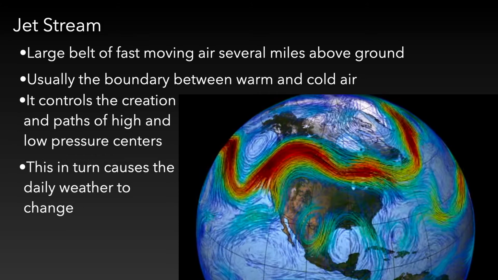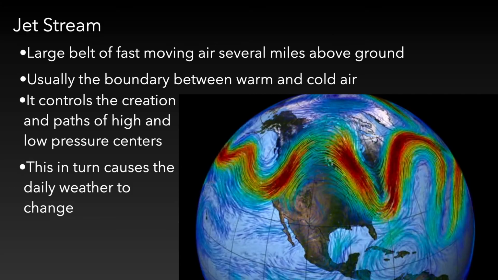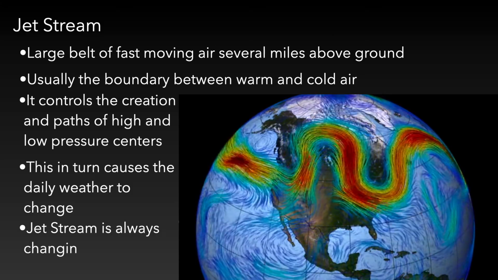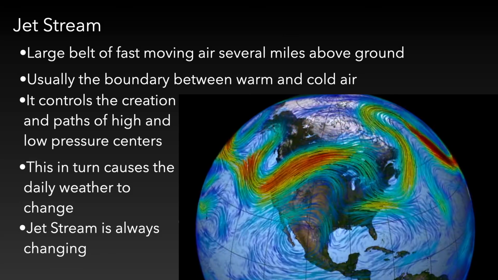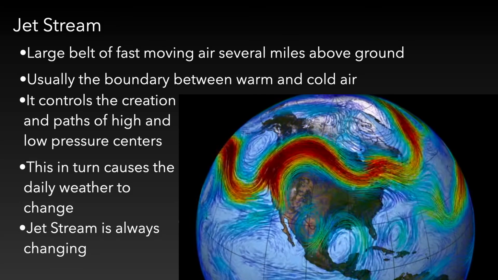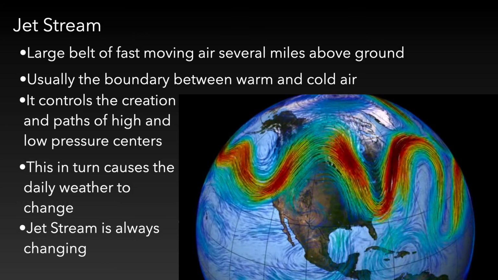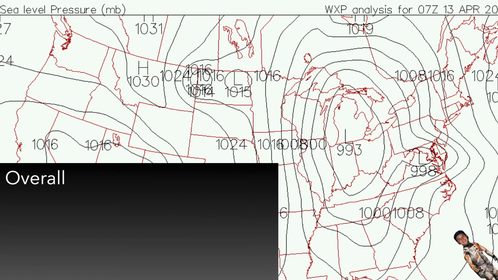Now, one of the things that makes this difficult is that the jet stream itself is also always changing. The jet stream changes speed and direction and flows kind of like a snake around the planet all the time, and this makes using it to predict the weather sometimes very difficult. So let's recap all of this information so we can see how it fits together.